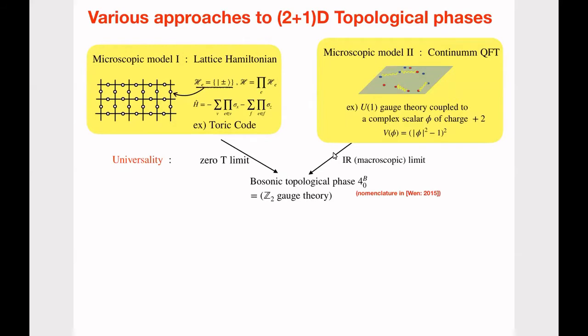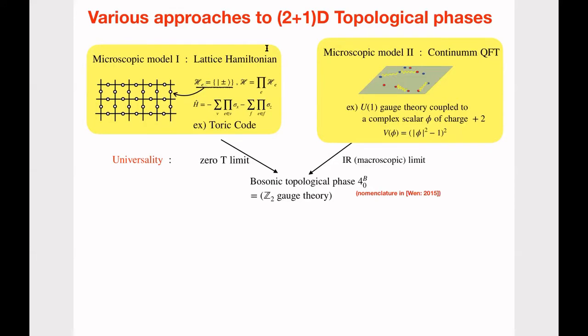So let me start my talk by briefly explaining various approaches to constructing 2+1 dimensional topological phases. I think I don't need to introduce why topological phases are important and why they are interesting, so I skip that part. To engineer the 2+1 dimensional topological phase, we start from some 2+1 dimensional quantum system. There are various ways to approach this quantum system. One very intuitive and nice approach is using a lattice Hamiltonian.